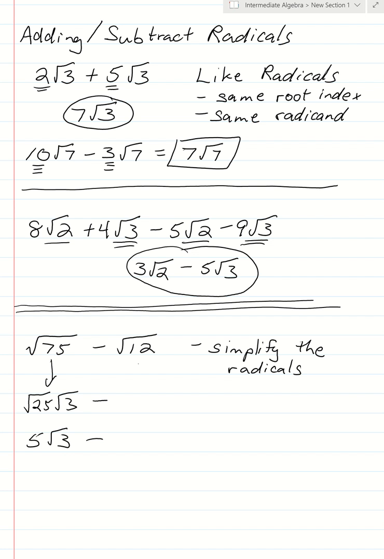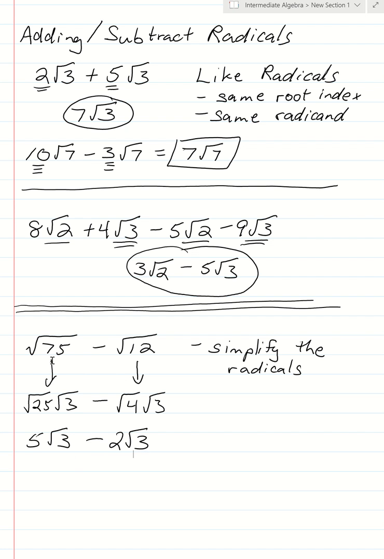Now let's see what we can do with this square root of 12. Let's see if we can simplify this radical. Well, the square root of 12, I'm going to break up into the square root of 4 times the square root of 3. And since the square root of 4 is a perfect square, we can simplify that. That would give us a 2 square root of 3.